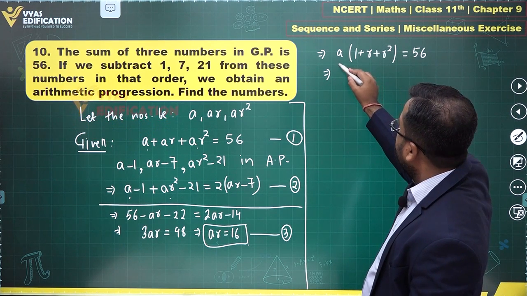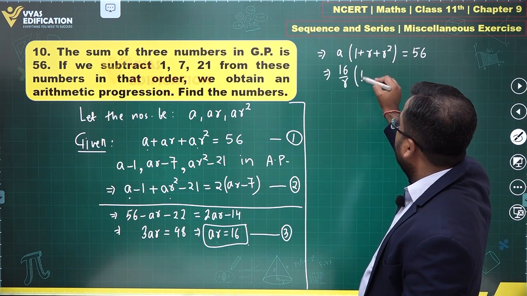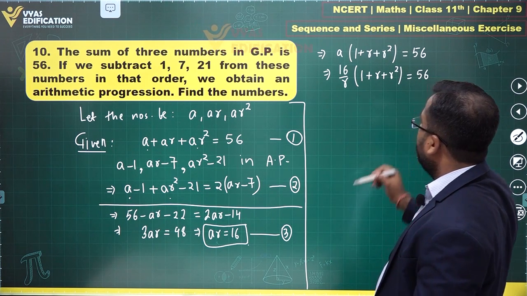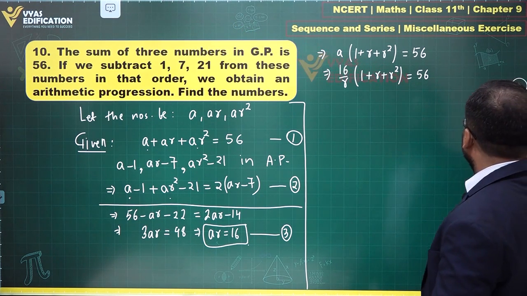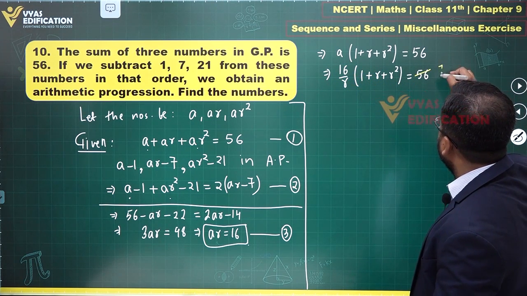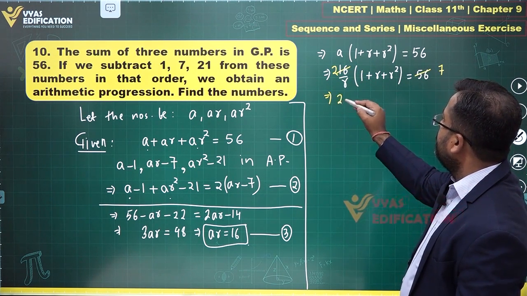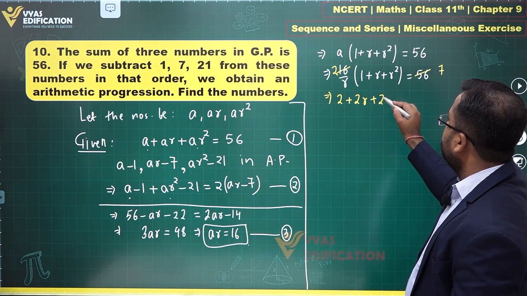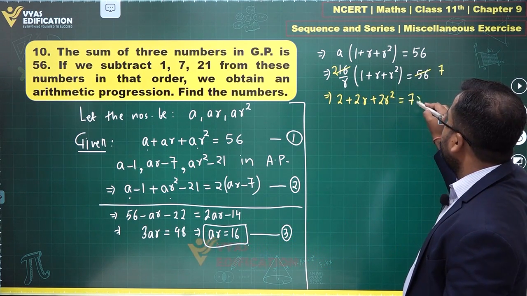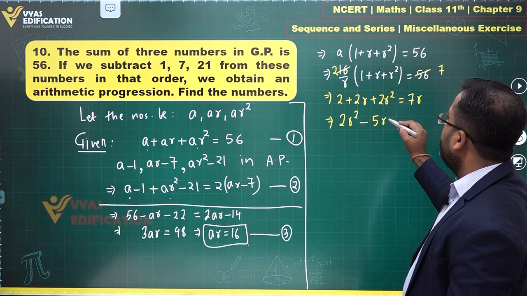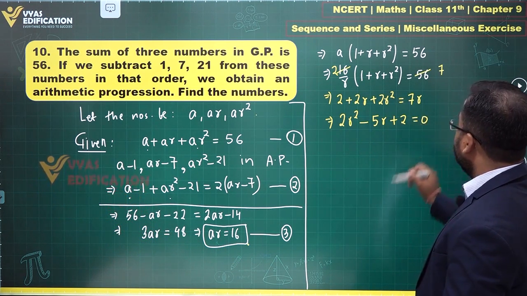A is 16 upon R. 1 plus R square is 56. Okay, 16 and 56 will get cancelled. Yes, 8 times 7, 8 times 2 is what I get, and this becomes 2 plus 2R square, which is equal to 7R, or you can say 2R square minus 5R plus 2 equals 0.